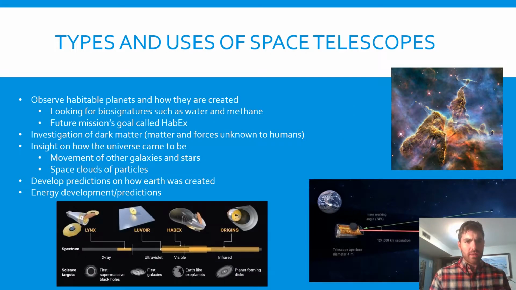And so let's look at maybe the types and uses of these space telescopes. One use, and one planned use, is actually to observe habitable planets and how they are created. And so HabEx, the Habitable Exoplanet Observatory, is a future mission that is possible, and it could be used to look at biosignatures such as water and methane in planets and other galaxies and other solar systems in order to find habitats.